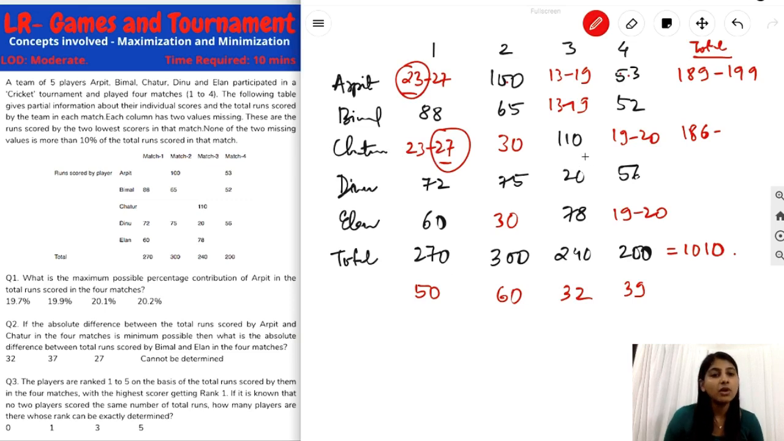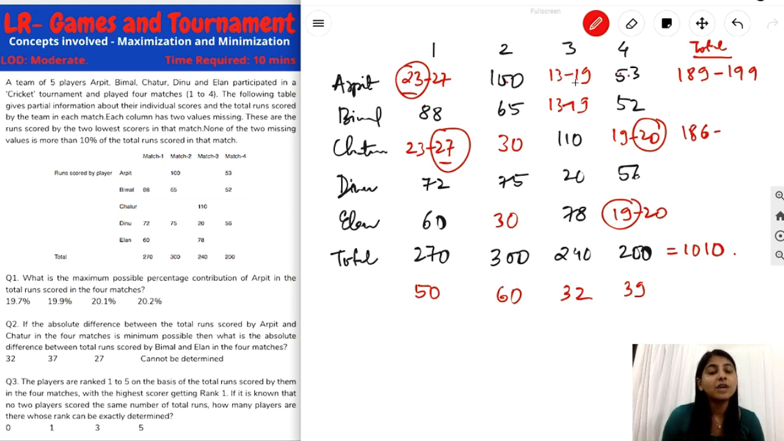Alright? Okay. And what about this 19 and 20? Again, we will try to keep it more. Okay, keeping this as more will do what? Keeping this as more will again bring the value of Arpit and Chatur closer. Okay, which means this should end up as 19.